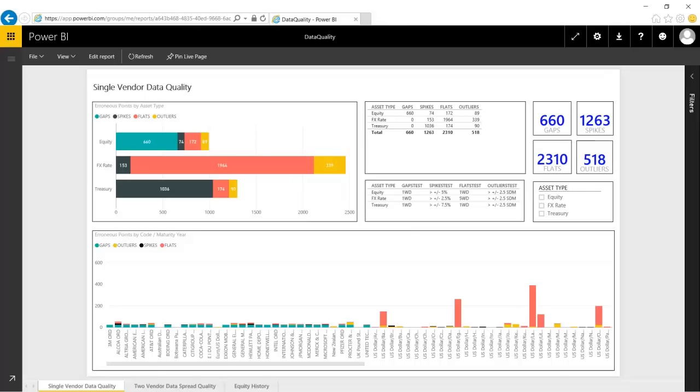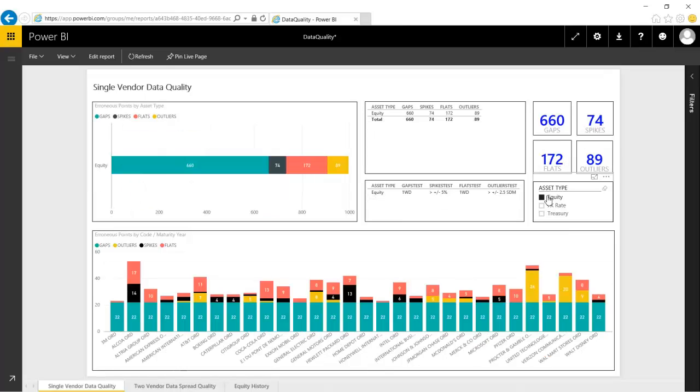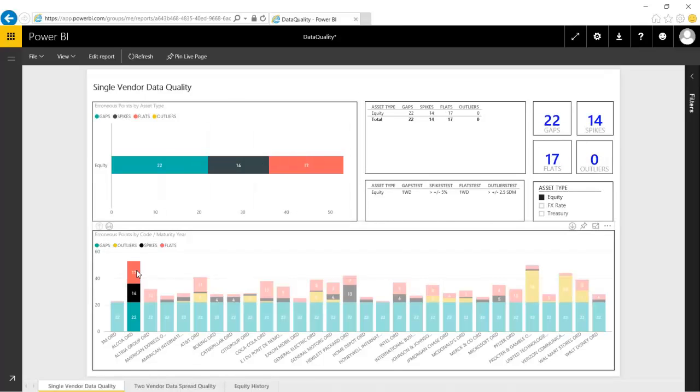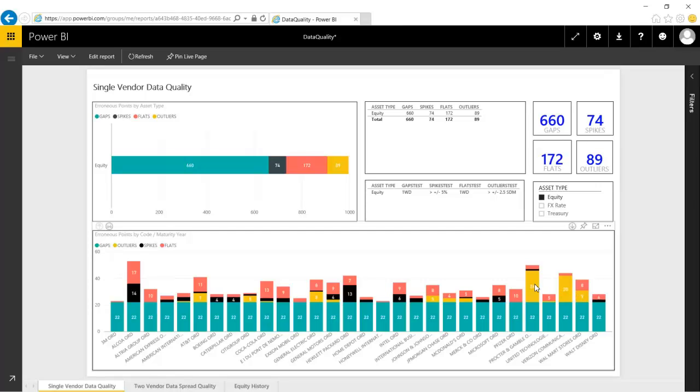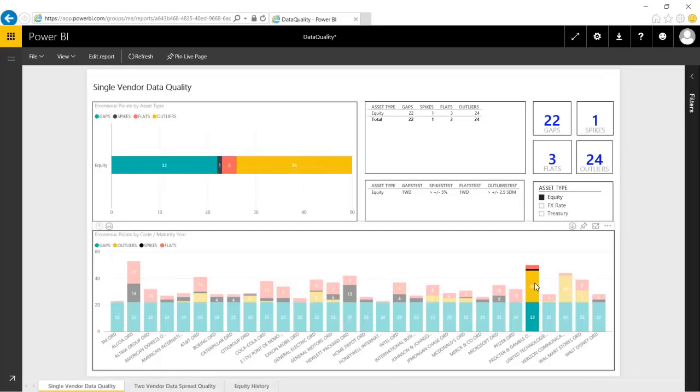If we first look at equity, then at the bottom we can see there are consistently the same number of gaps, as one might expect. This may be due to holidays, for example. But we can also see for Alcoa, for example, quite a large number of flats and quite a large number of spikes. Or if we look at Procter & Gamble, we can see quite a few outliers. So we have different types of error, which implies that the data is moving in slightly different ways.